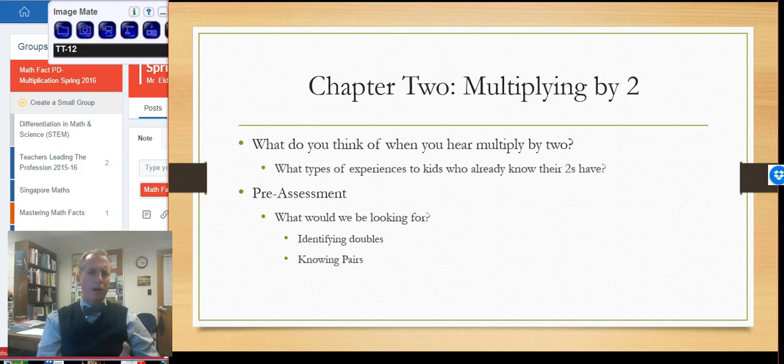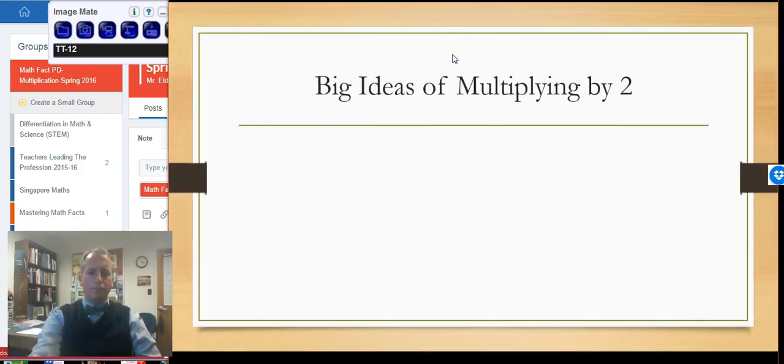And can they see pairs? Do they recognize that these 3 and these 3 pair together? Because that becomes key as we talk about why multiplying by 2 always gives an even value, right? The idea that things pair up, whether I start with an even number or an odd number, I'm creating a pair for that object, and therefore I always end up with an even number. So as I pre-assess kids, I'm looking for: do they understand the concept of doubles? Do they understand what it means to know their pairs?